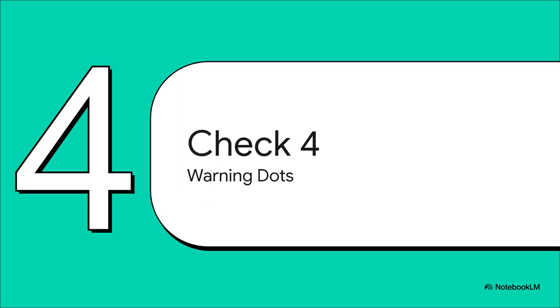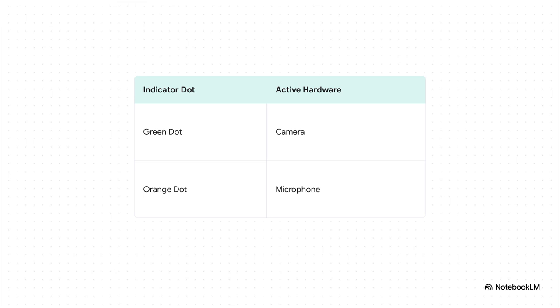Next up is check 4, decode the warning dots. Most people completely ignore these, but on both iPhones and recent Android devices, those little dots at the top of your screen are hardwired indicators of hardware activity. Let's break down the difference. A green dot glowing up there means that your camera is actively in use right at that exact moment. An orange dot, that means your microphone is hot and actively listening.